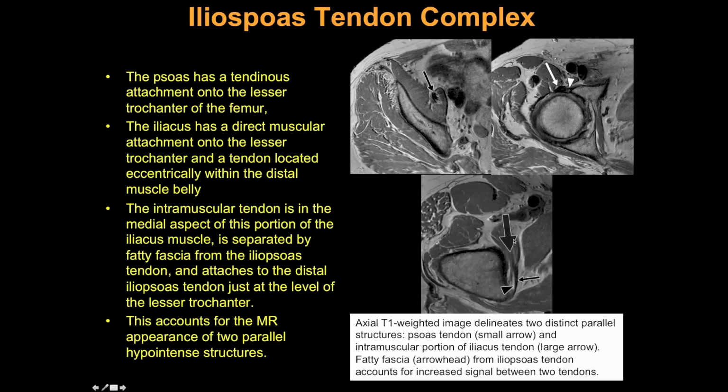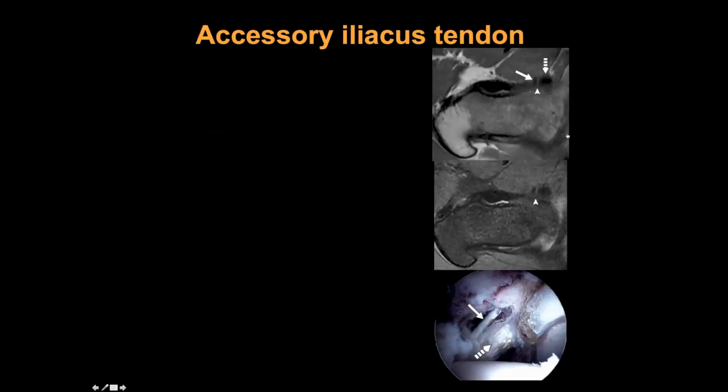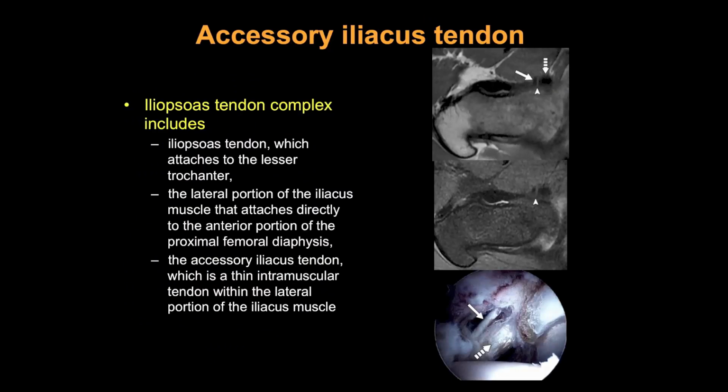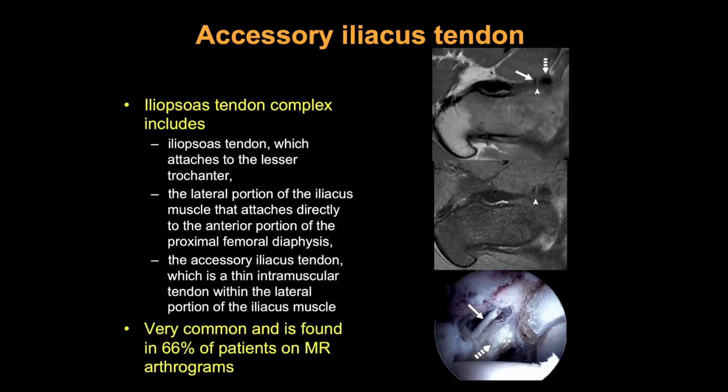So here we see the iliacus tendon, which is a direct muscle attachment and short tendon, and we see the psoas tendon being the smaller tendon, fatty fascia between them. Now, you can have an accessory iliacus tendon. So the iliopsoas tendon complex includes the iliopsoas tendon, which attaches to the lesser trochanter, the lateral portion of the iliacus muscle that attaches directly to the anterior portion of the proximal femoral diaphysis, and you may have the accessory iliacus tendon, which is a thin intramuscular tendon within the lateral portion of the iliacus muscle. And this accessory iliacus tendon and muscle are very common and found in up to 66% of patients.